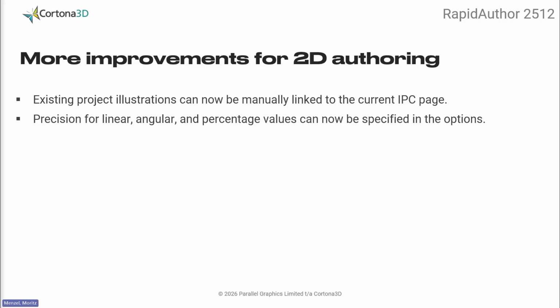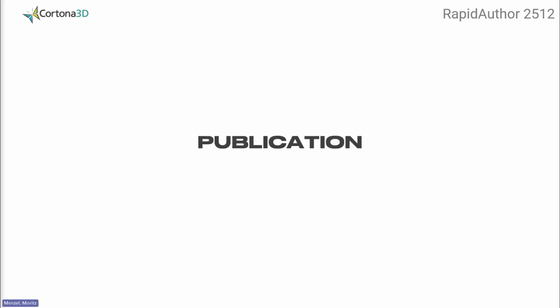And there's more to the authoring improvements for you. To just mention a couple of examples. Existing project illustrations can now be manually linked to the current IPC page, and precision for linear, angular, and percentage values can now be specified in the options. Now let's have a look at publication features.